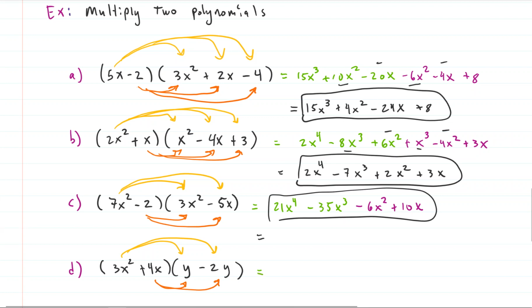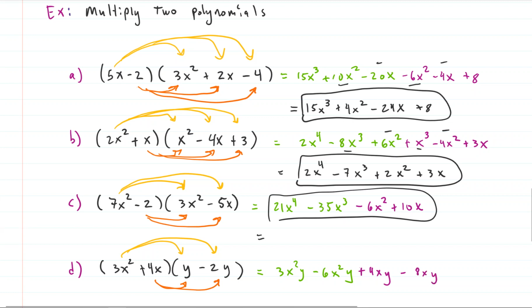So 3x squared times y is 3x squared y, and 3x squared times negative 2y gives us negative 6x squared y. Change colors. We're doing the second distribution now. We have 4x times y is 4xy, and 4x and negative 2y is negative 8xy.